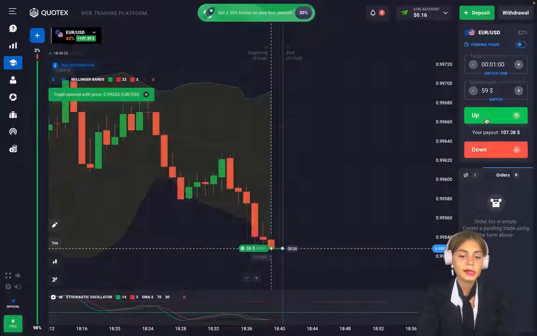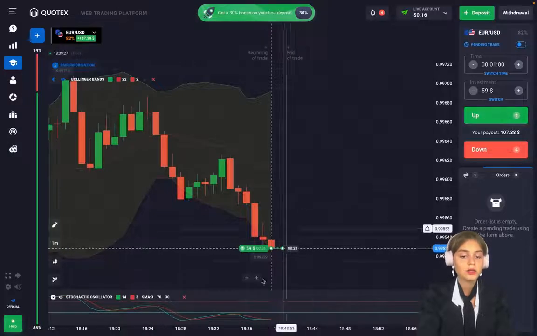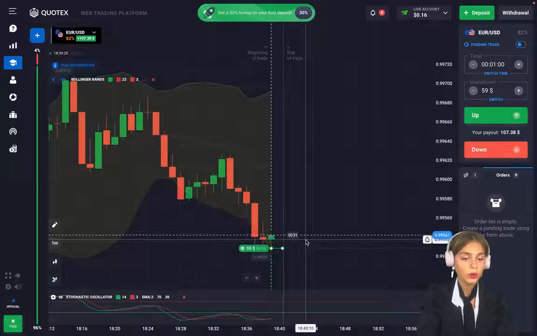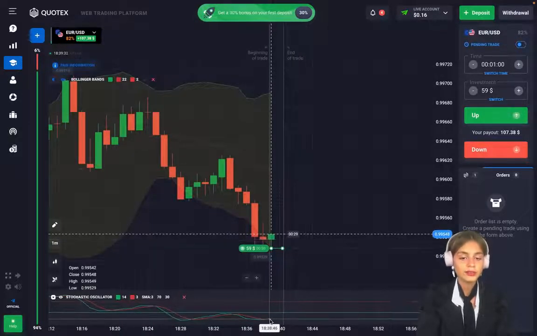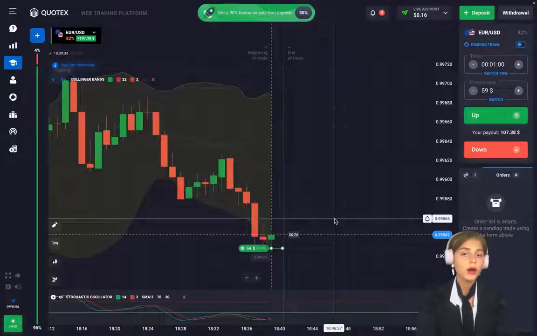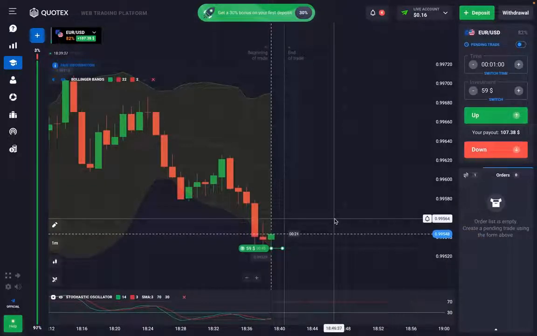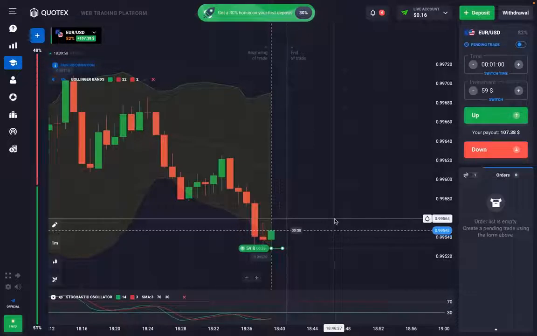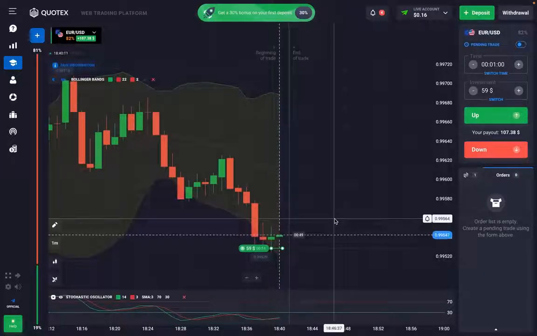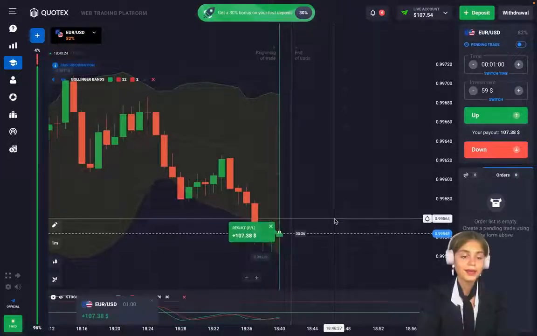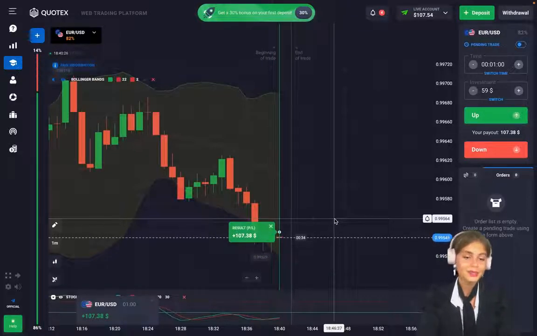Here I open a deal with higher on the same principle, as we're near the very lower channel's border. Stochastic is also oversold, so the deal is with higher on 1 minute. Guys, just great. Another deal is being closed in a profit.